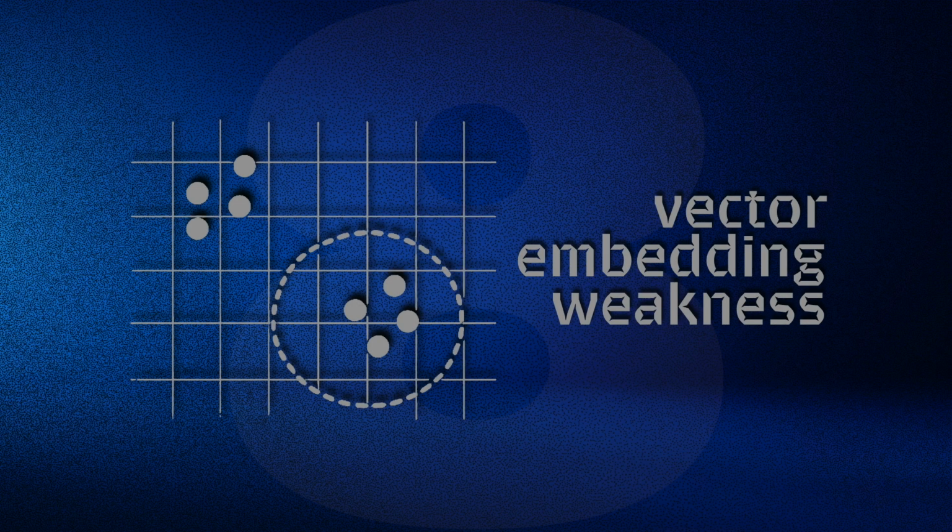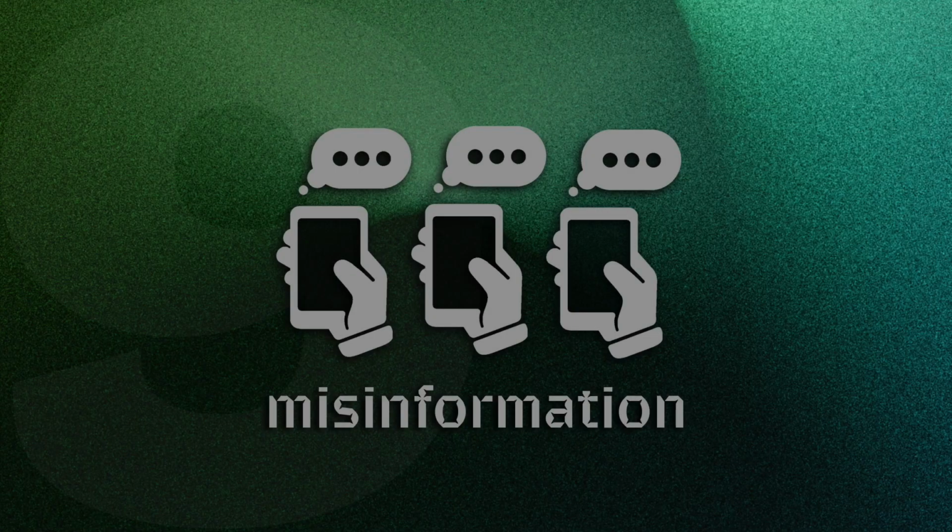Number eight is vector embedding weaknesses. We've talked about this in a couple episodes. This is where you can change the vector embeddings, cause bad things to happen. Number nine is misinformation. This covers things such as hallucinations, which we covered in our previous episodes. Lastly is unbounded consumption. This would include things such as a DDoS attack. If you have a botnet that tries to overwhelm your AI application, this can cause unbounded consumption.